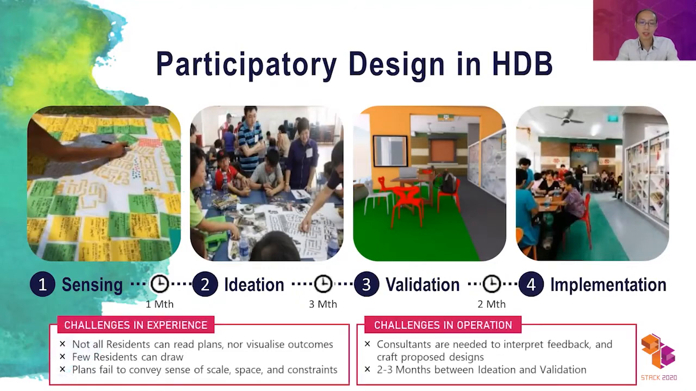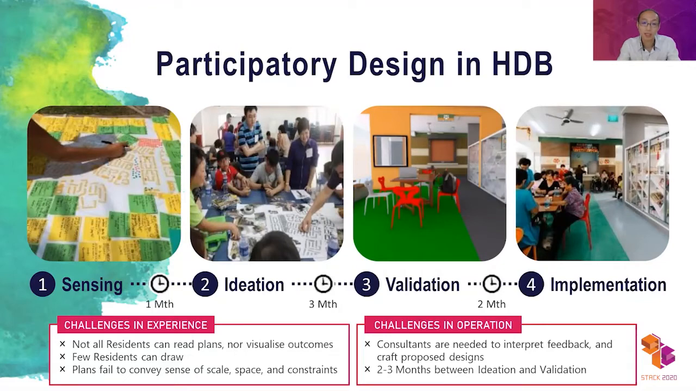So this process actually has its own set of challenges. Challenges in terms of experience include the residents themselves not being able to read plans or being able to visualize outcomes that are being discussed at the focus group discussions. This can create a problem when the residents expect one thing, but then at the proposed design, they see another, so they get disappointed. And if few residents can actually read plans, even fewer residents can actually draw on plans to convey their ideas. So this just exacerbates the problem. And this means that plans sometimes fail to convey accurately a sense of scale, space, or constraints to the residents.